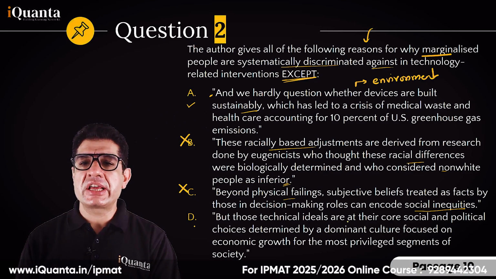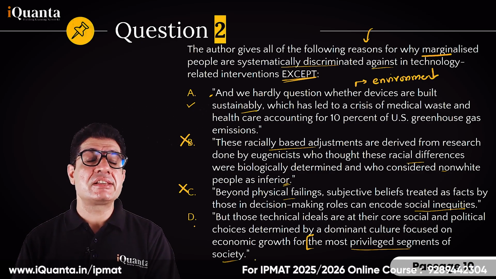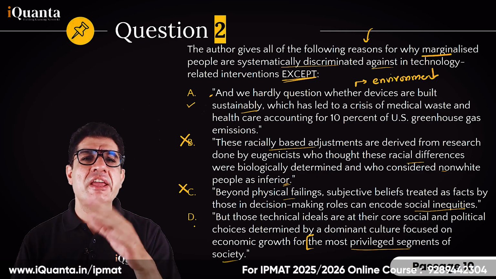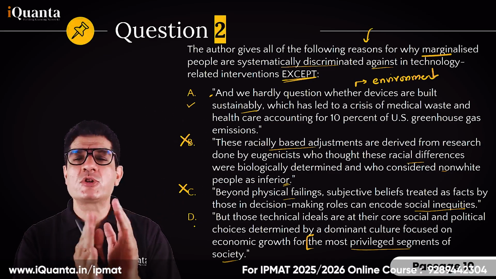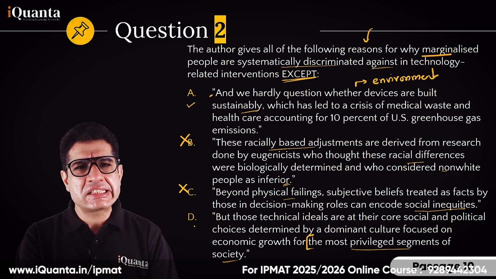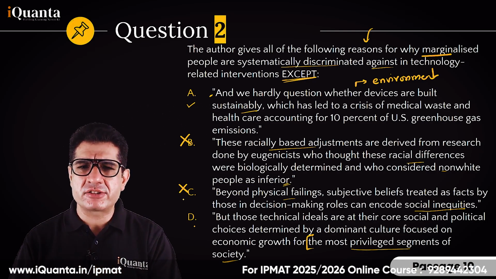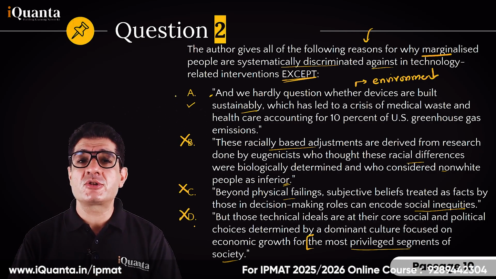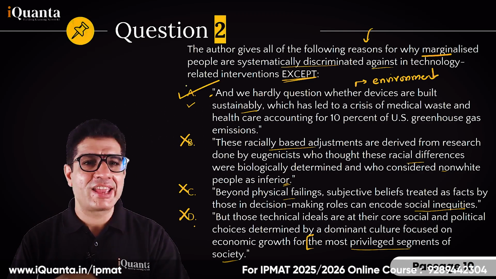D, but those technical ideals are at their core social and political choices determined by dominant culture, focused on economic growth for the most privileged segment. So this says that the most privileged benefit. So it favors them. So since it favors them, it favors whom? The most privileged segment. It implies that the ones who are not privileged are being discriminated against. So D is also connected to it. This also gives us evidence for it. So D can also be ruled out. So our best answer choice for question number 2 is option A.